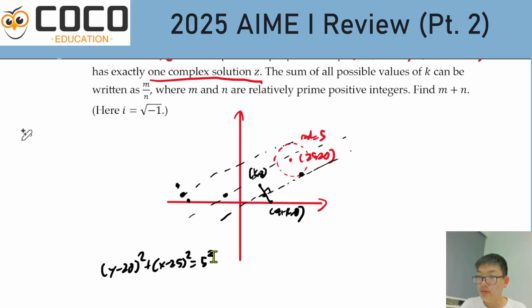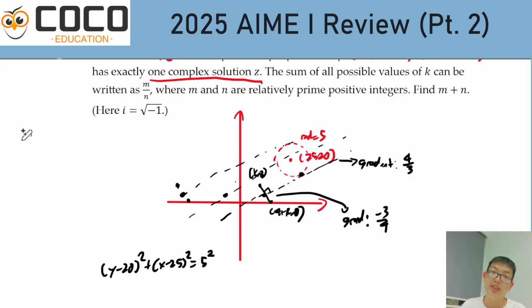So this is the equation. For k, 3 and 4 plus k, 0, the gradient is actually negative 3 over 4, which means that the gradient of the perpendicular bisector is going to be 4 over 3. So the gradient is 4 over 3 for these lines. Then actually it goes back to the gradient of this being minus 3 over 4.